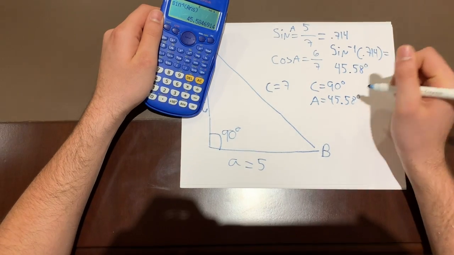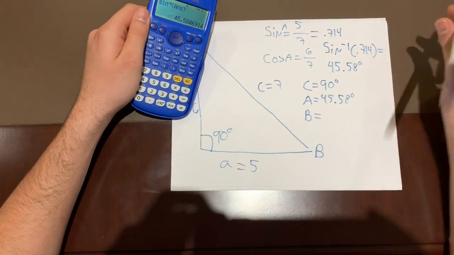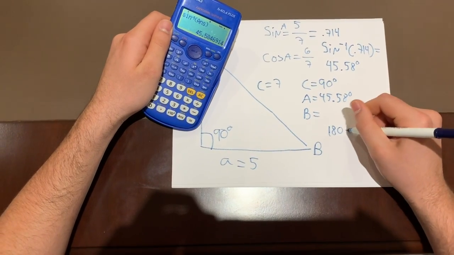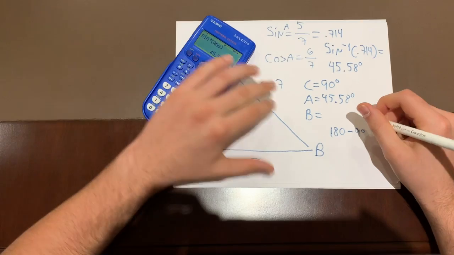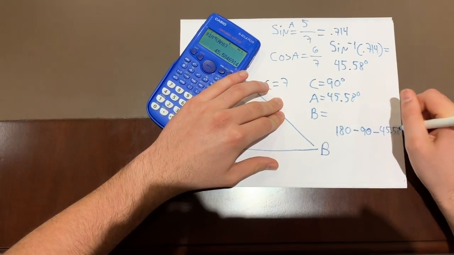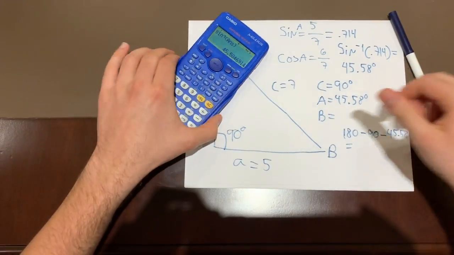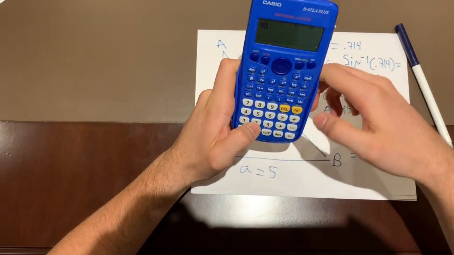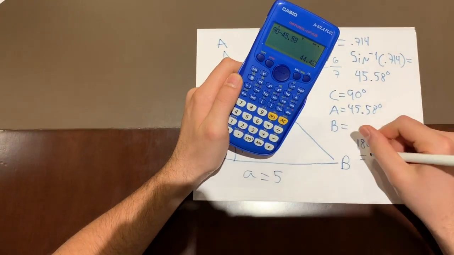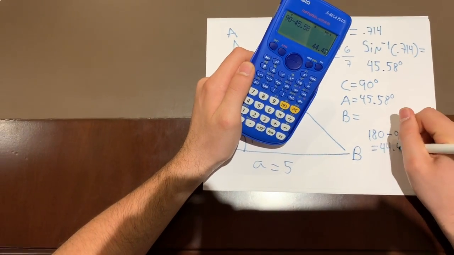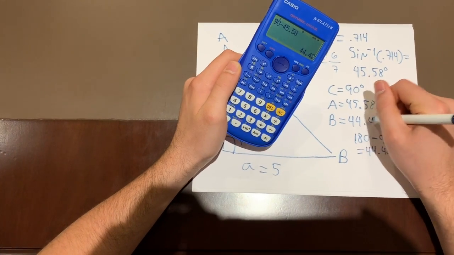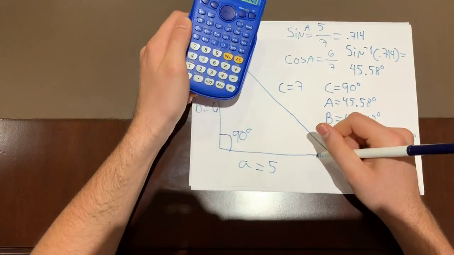And we need to find angle B. This step is easy because we just need to subtract 90 and 45.58 from 180. And the answer is equal to 44.42. So our angle B is 44.42.